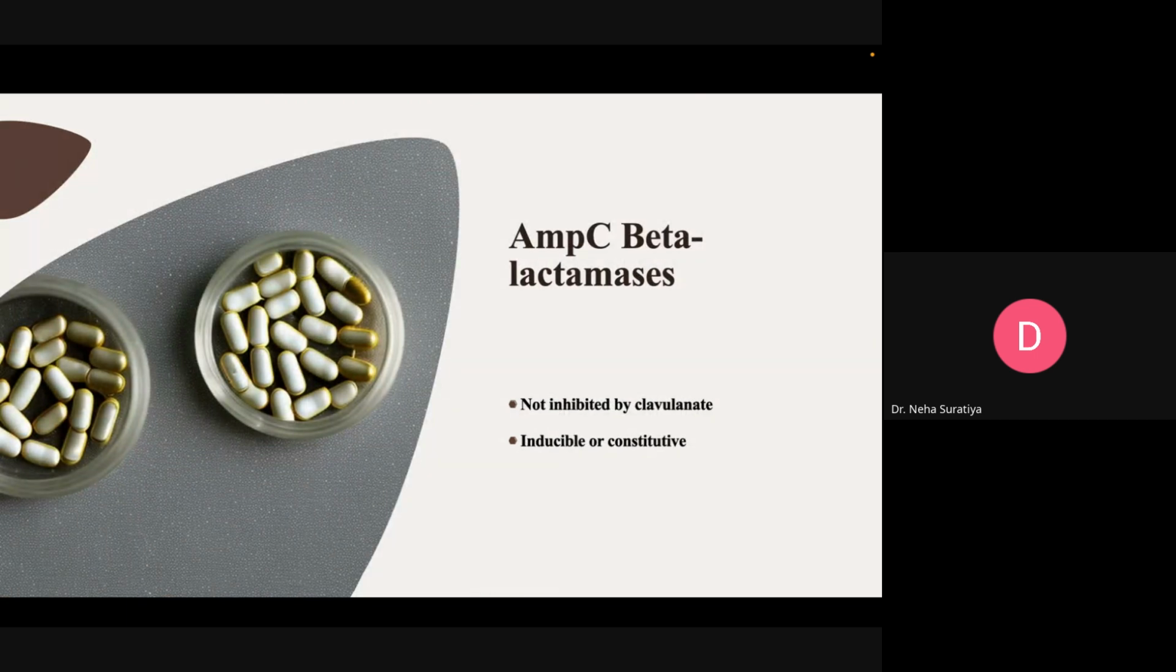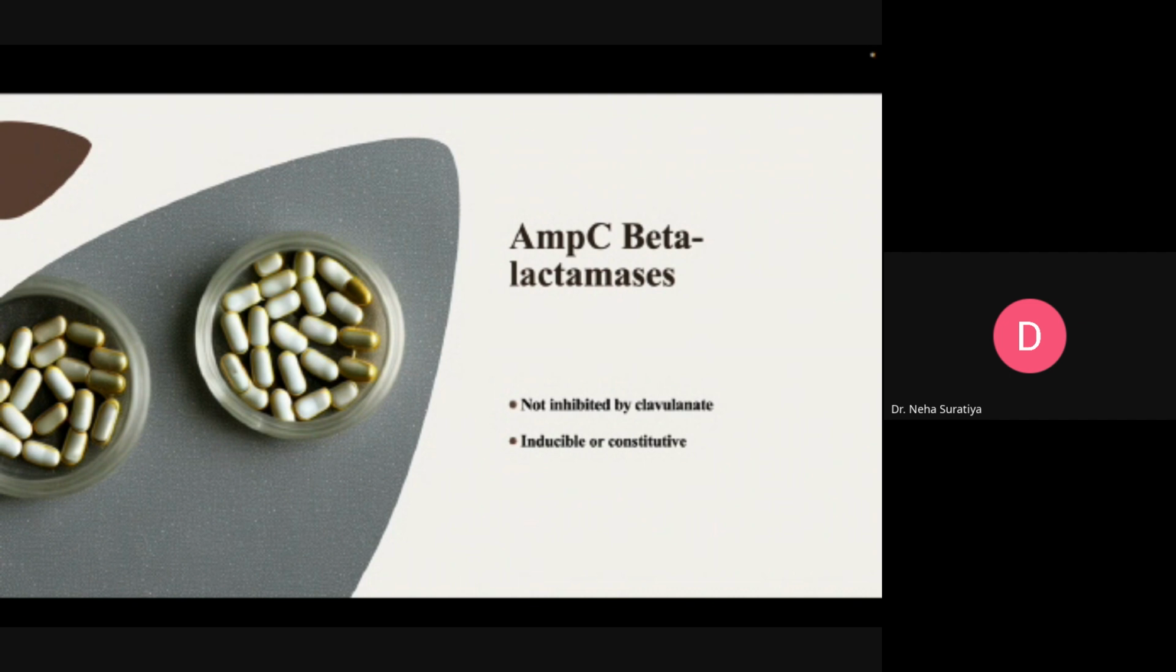That is AmpC beta lactamase. Again, it is an enzyme, and these enzymes are not inhibited by clavulanate, unlike the previous one, ESBL. So drugs like amoxicillin clavulanate will not work in this case. Even more dangerous, AmpC resistance can also be inducible, or you can also consider it constitutive. This is making AmpC more complex to treat.